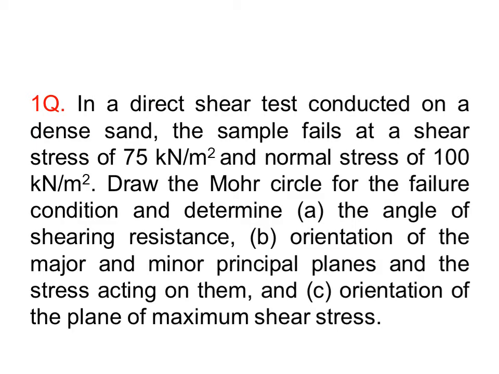The numerical question is: in a direct shear test conducted on a dense sand, the sample fails at a shear stress of 75 kN per meter square and a normal stress of 100 kN per meter square. Draw the Mohr circle for the failure condition and determine A, the angle of shearing resistance, which is phi.